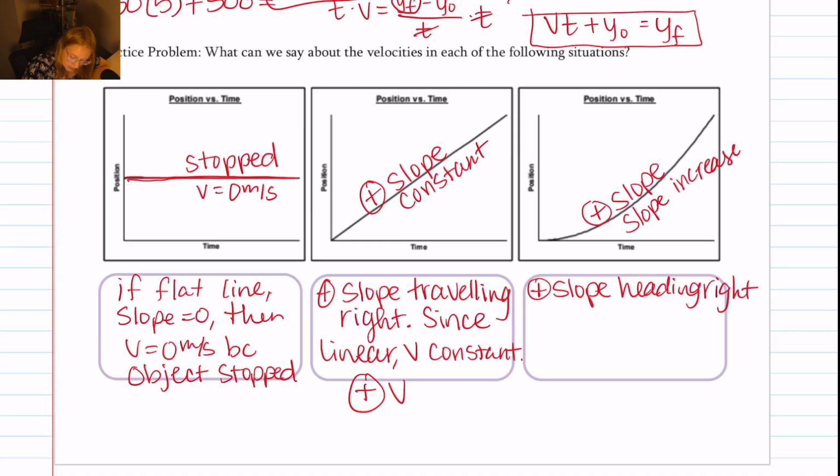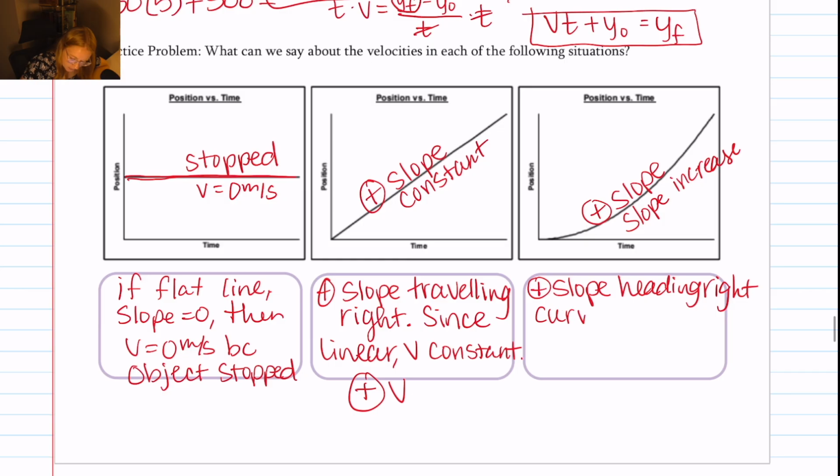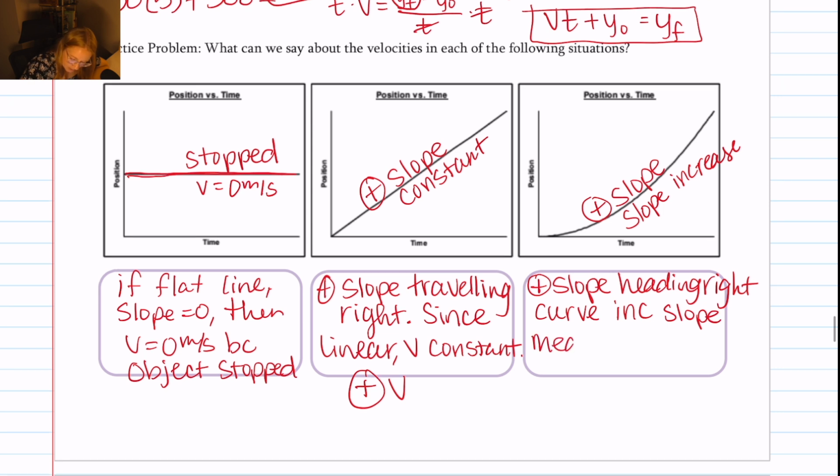And then the curve with an increasing slope means velocity is increasing. Okay, so velocity is positive, but it's also increasing over time.